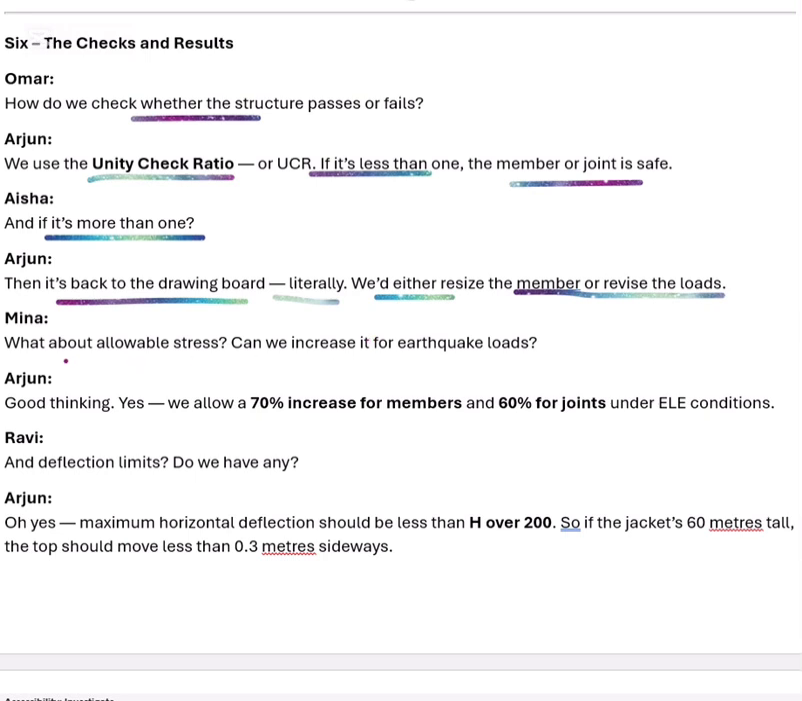We would either resize them or revise. Whatever the level of stress, can we increase it for earthquake loads? Good thinking, yes. We allow a 70% increase for members and 60% for joints under seismic conditions.